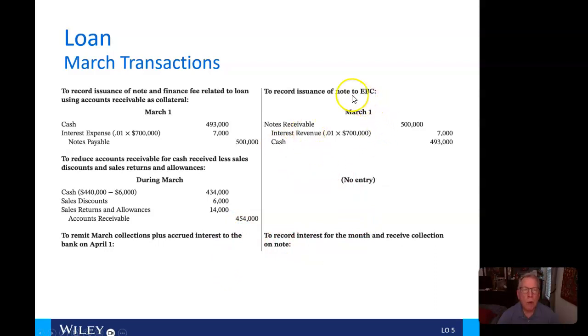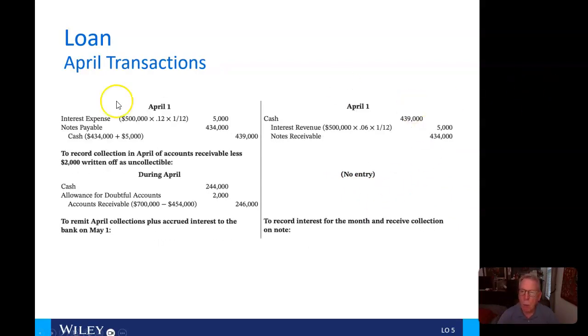So to record the issuance of the note to EBC, all the bank is going to do is issue a note receivable and a $7,000 interest revenue, the 1% of $700,000, which was here, and cash out of $493,000. Okay.